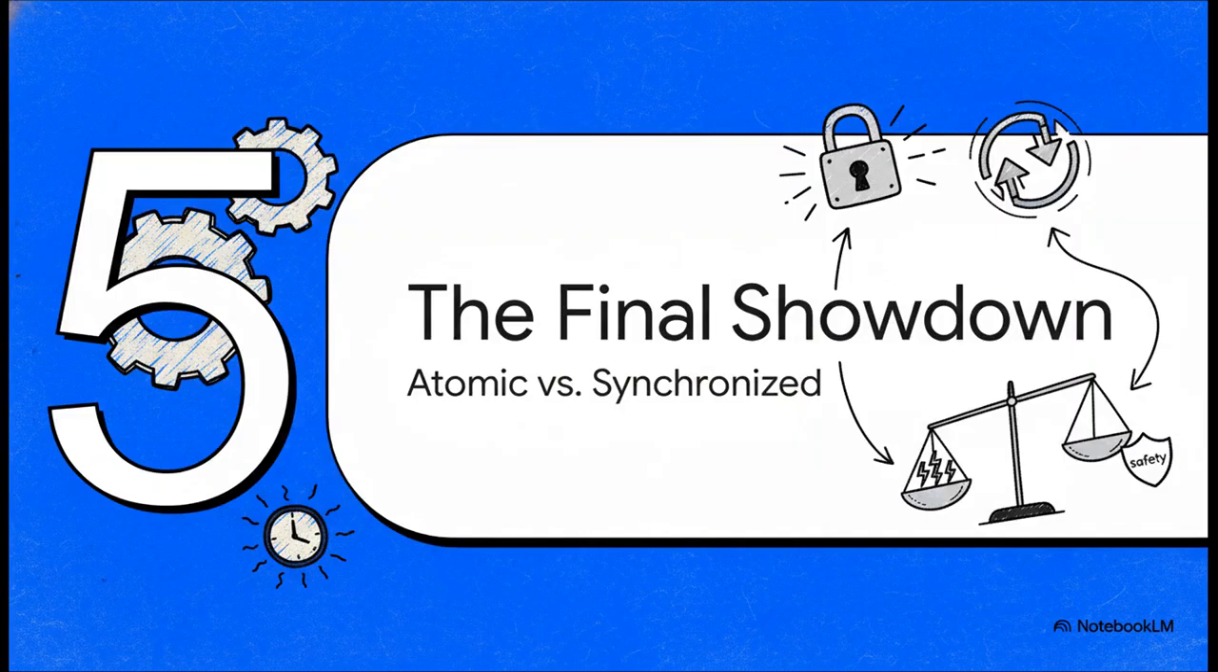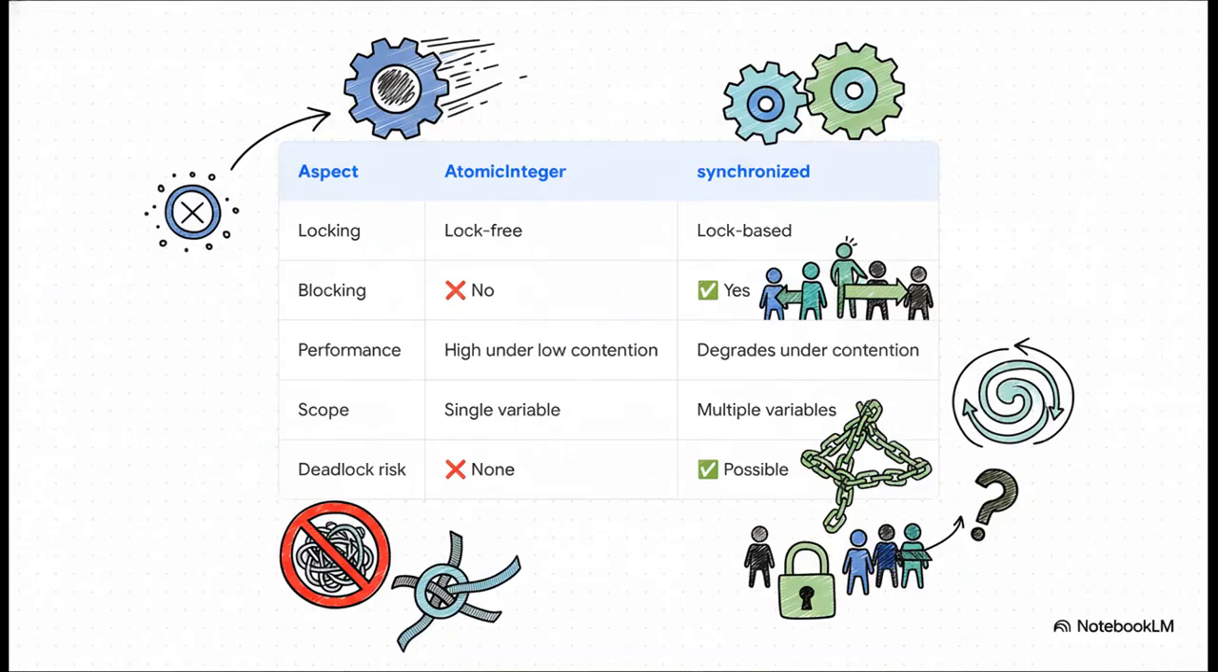All right, we've gotten deep into the weeds of how this stuff works. Now it's time for the practical payoff. Because in an interview, you are almost guaranteed to be asked this question. When should you use an atomic variable? And when should you just stick with good old synchronized? Knowing the trade-offs here is absolutely essential. This table really lays it all out.